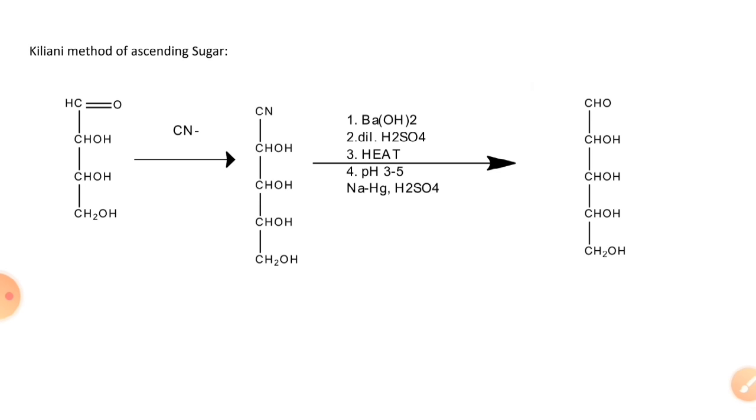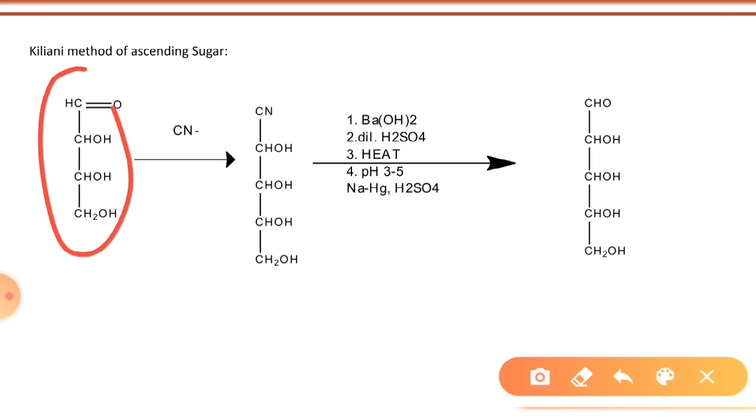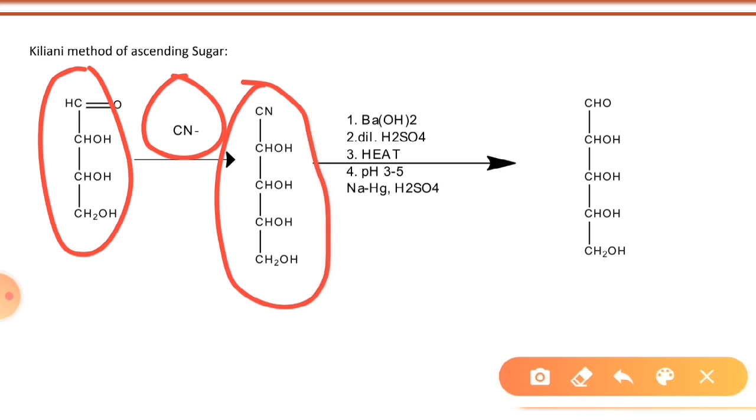Now another application of cyanohydrin formation is the Killiani method of ascending sugar. We can form a sugar with more number of carbons by this method. Here a sugar is reacting with cyanide group and it will form a cyanohydrin.